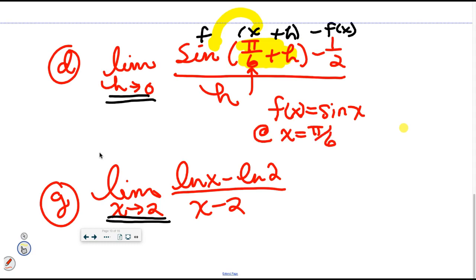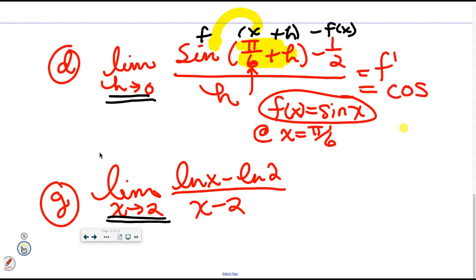Who's the function? Where am I on the function? Okay? Remember, this is the notation for the derivative of the function. So really all you need to know is, this is the notation for f prime. So for us, what is the derivative of sine? We just did it. Cosine, all right? But it's not cosine x. That would have been if this had been an x plus h. It's cosine pi over 6.